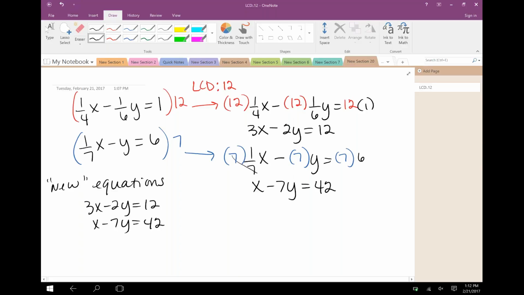So now we need to solve the system. Just to get your input, which method do you want me to use? Substitution or elimination? Because you can totally use either one just as well. So I want you to tell me what you want me to use. Substitution or elimination? Whoever says it first.